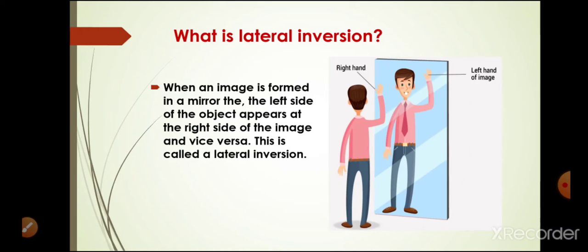Now, what is lateral inversion? When an image is formed in a mirror, the left side appears toward the right hand side and the right hand side appears toward the left hand side. So this is called lateral inversion, and it is one of the properties of the plane mirror.